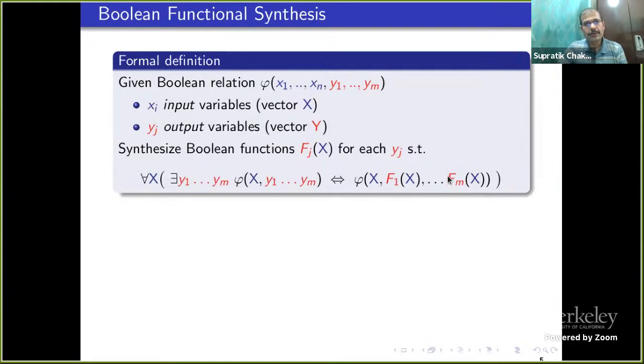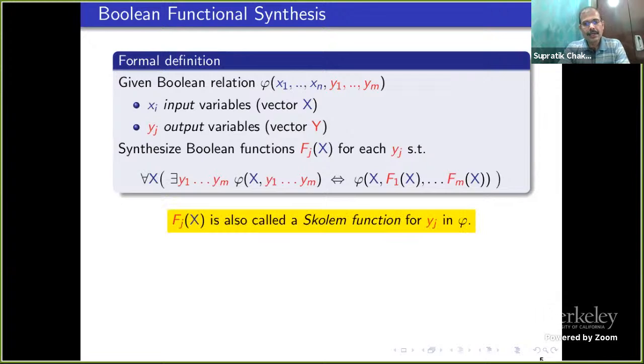And I would like to reiterate here that this form is also used for solving temporal synthesis once you have calculated the winning region and once you're focused on just generating the winning strategy. So although we are talking about Boolean functional synthesis, it has applications for reactive control synthesis, for example. And these functions fj are also called Skolem functions for the outputs in the specification.